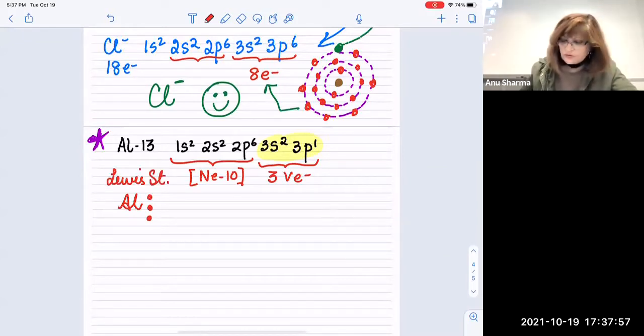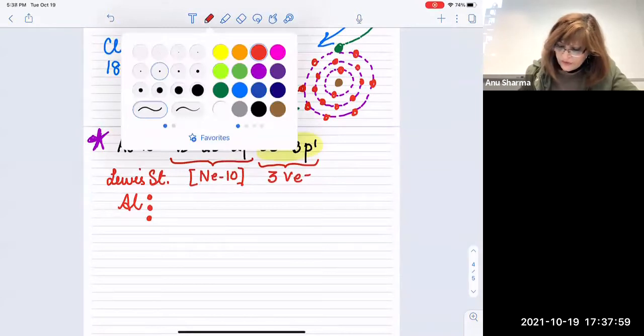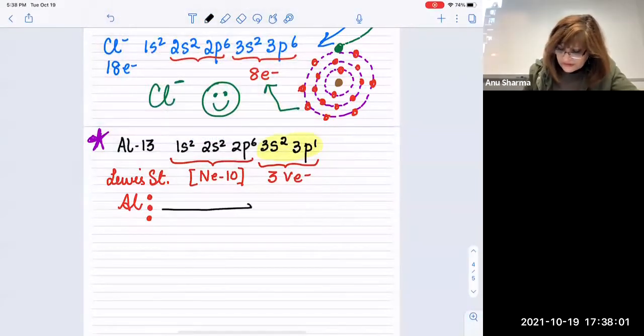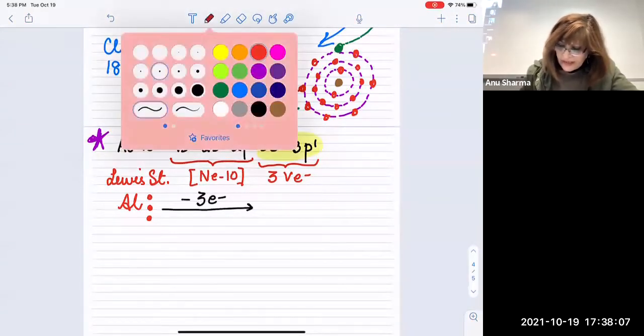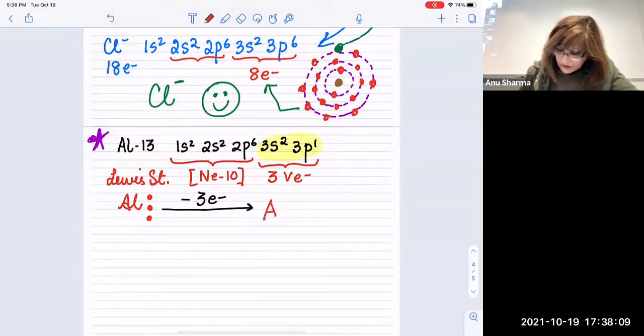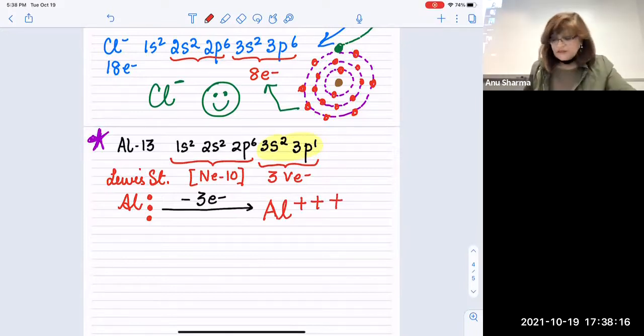It's always good to see how they look. So that's the element. It loses these 3 electrons, so it looks like aluminum with a +3 charge. Three electrons lost, so it gives you a +3 charge.